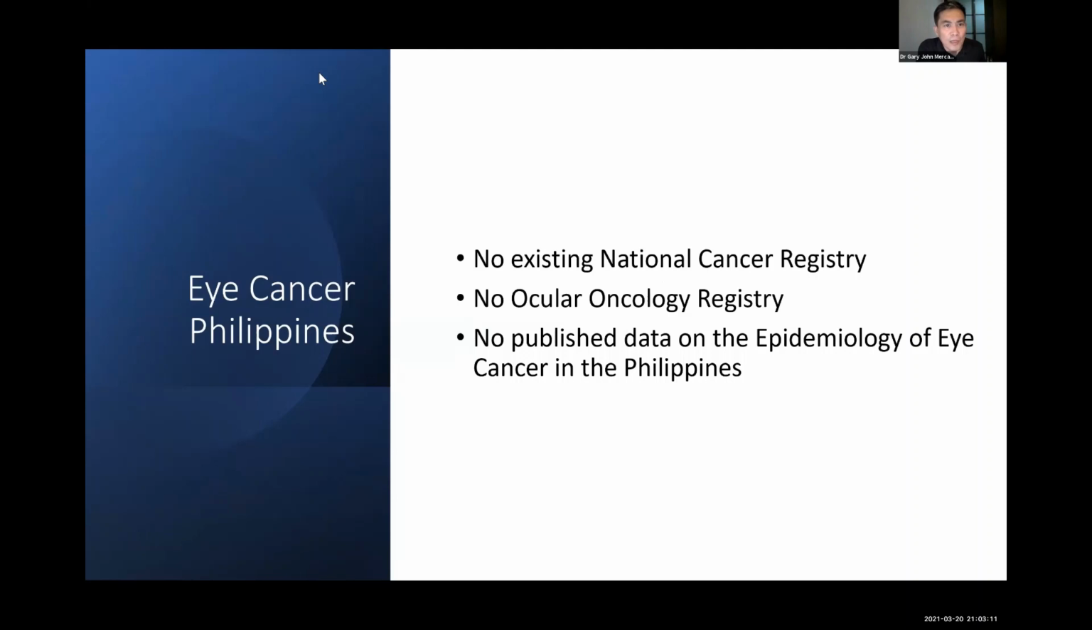Because of the barriers, we have no existing national cancer registry to date. We also don't have an ocular oncology registry. Most of the registries are just hospital-based or institution-based, or registries for particular cancers. There's no published data on the epidemiology of eye cancer in the Philippines as a national registry.